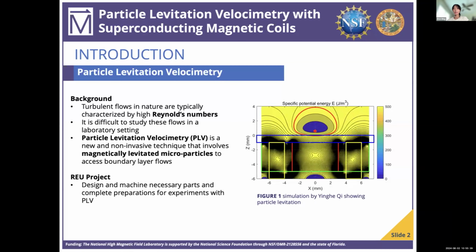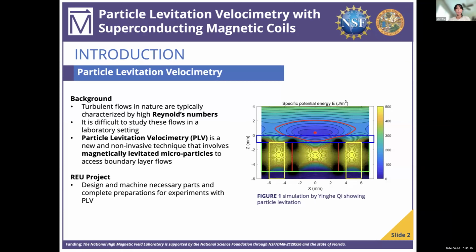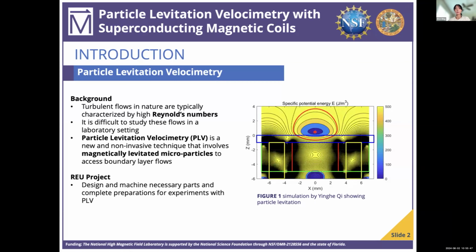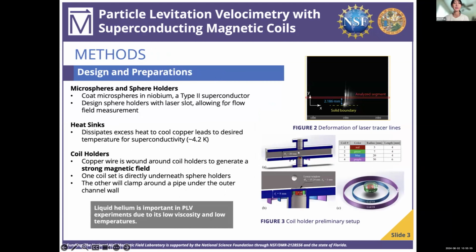Since this is a very new technique unique to the MagLab, my project involves the necessary designing and preparations to begin experimentation with this technique. For the designs and preparations, microspheres and sphere holders are used to levitate the microparticles in the channel flow. We coated these small 3/16 inch diameter microspheres in niobium, which is a type 2 superconductor, and I designed sphere holders with a laser slot that allows for flow field measurement.